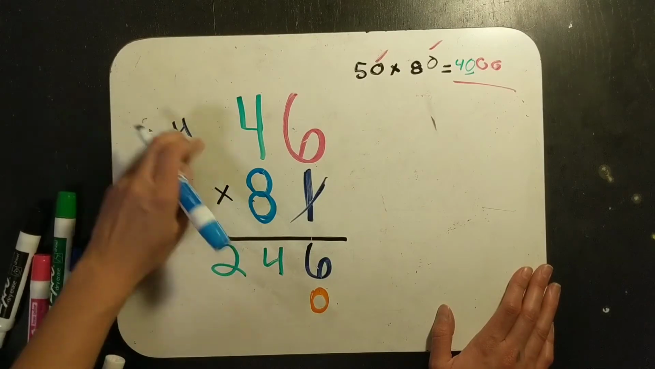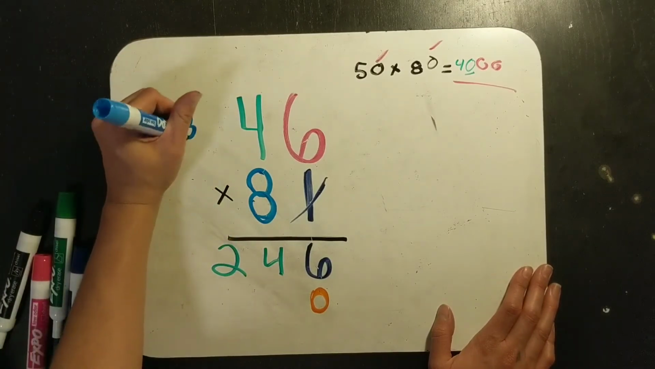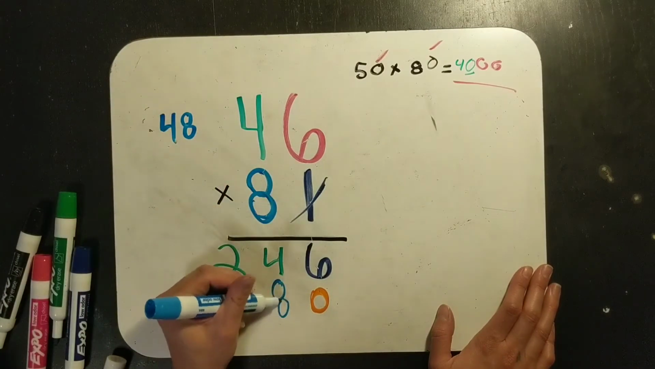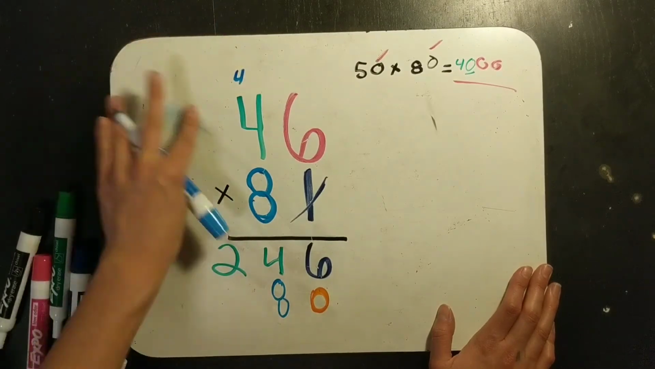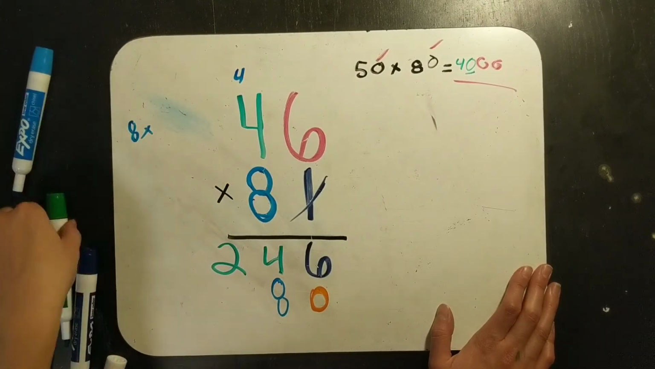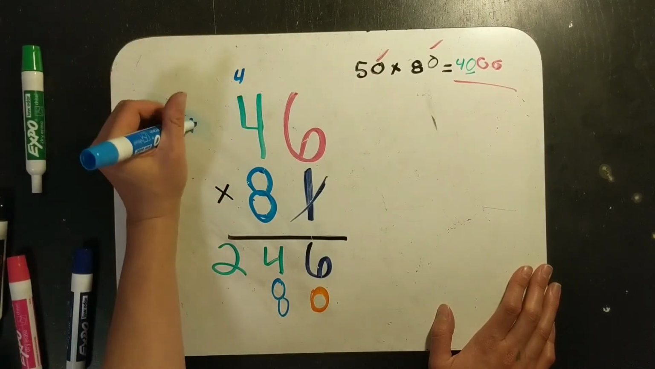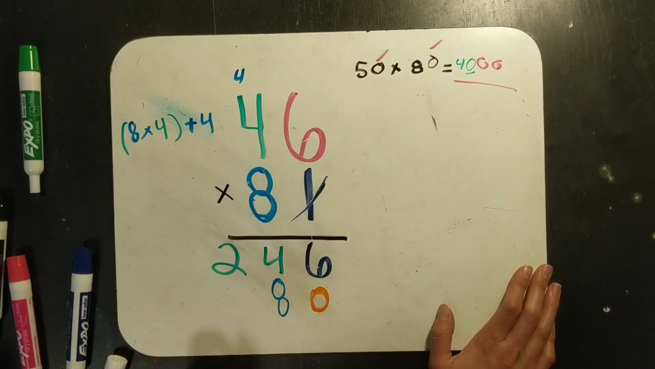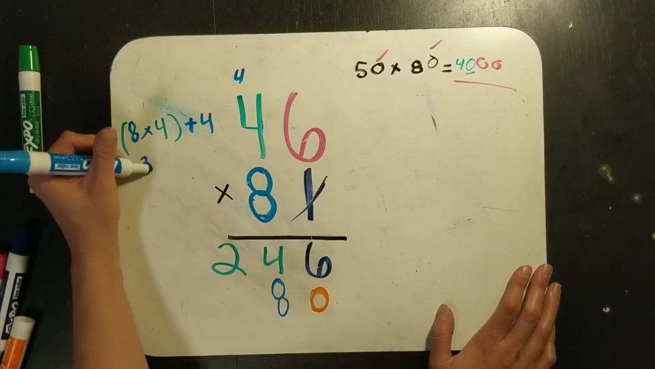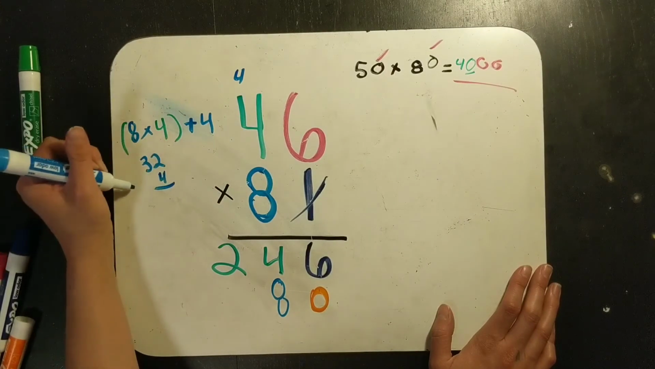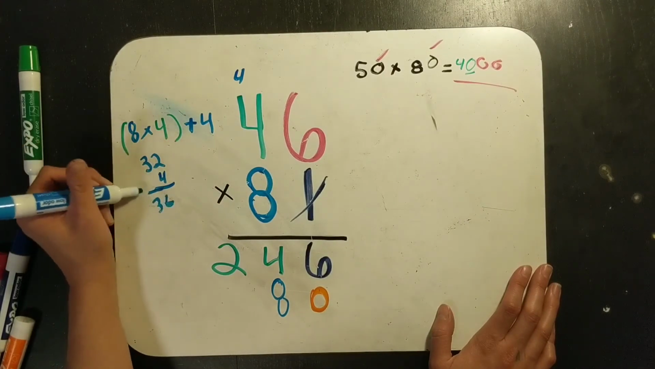8 times 6 is 48, so we'll put the 8 down here and the 4 up here, which means now we're going to do 8 times 4 plus 4. So you multiply these and then you add him on at the end. So 8 times 4 is 32 plus 4 is 36.